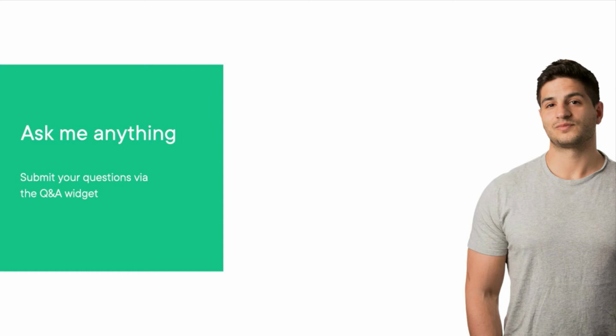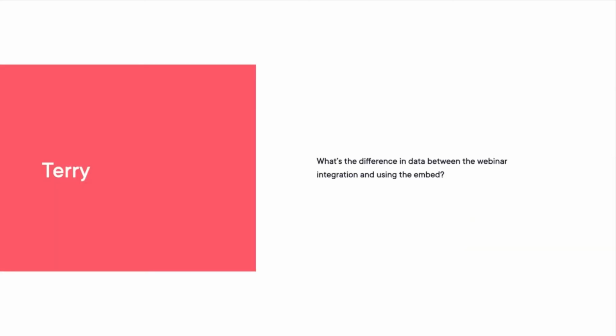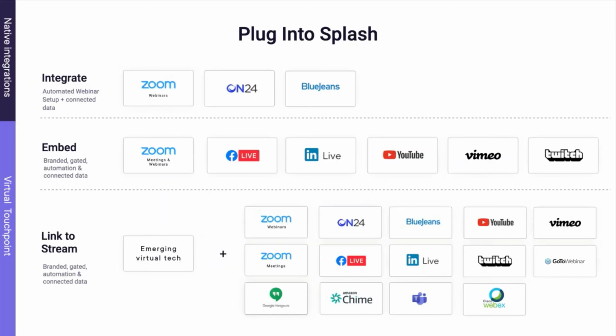So I will start with a question that's pre-submitted by Terry here. And he asked, what is the difference in data between the webinar integration and using the embed? It's a really good question, Terry. So I'll go back to one of our slides from earlier. So we have our native integrations up here, Zoom notably on 24 and BlueJeans, versus when you actually embed into the Splash Virtual Touchpoint. What's the difference?